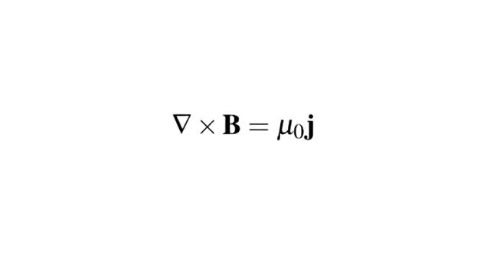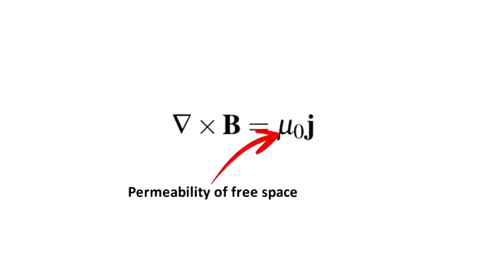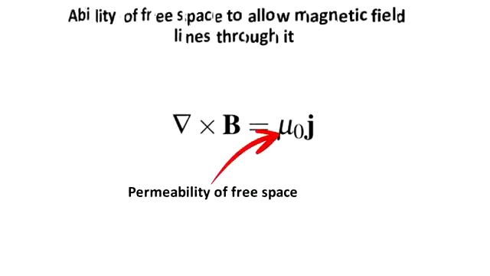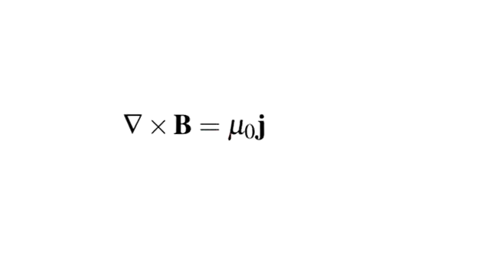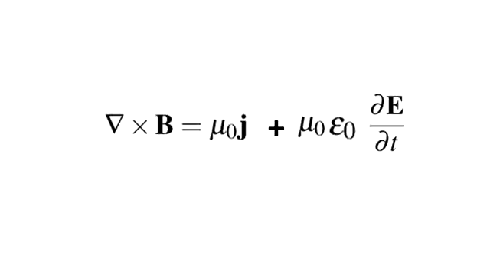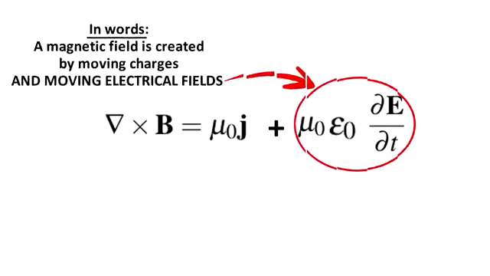This requires another constant of nature called mu naught. This is known as the permeability of free space. This can be thought of as the ability of free space to allow magnetic lines of force to go through it. Note that there are two terms in this equation. One term tells you that moving electrical charges can create magnetic fields, and the second term tells you that moving electrical fields can also create magnetic fields.